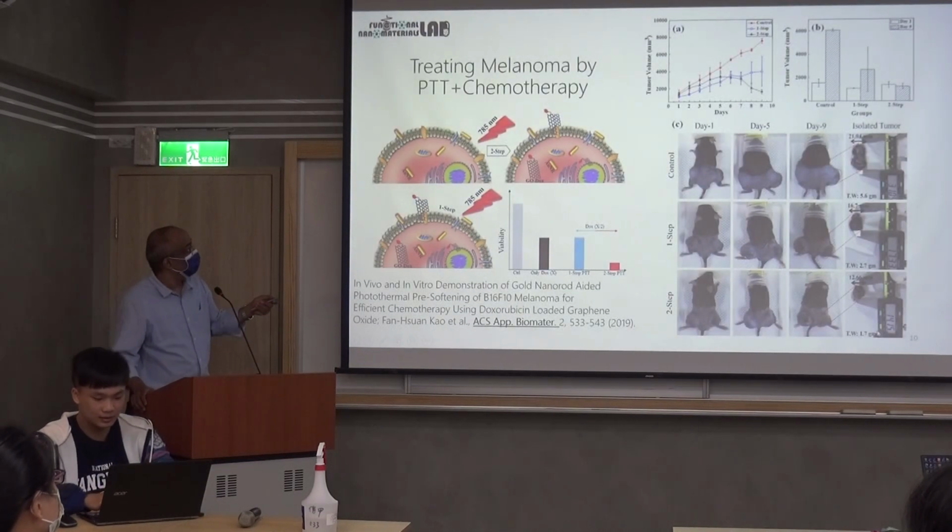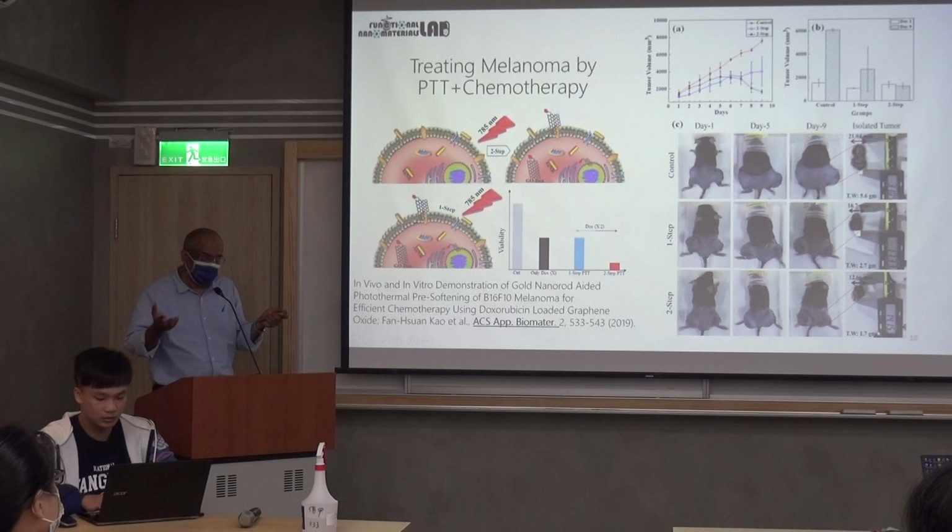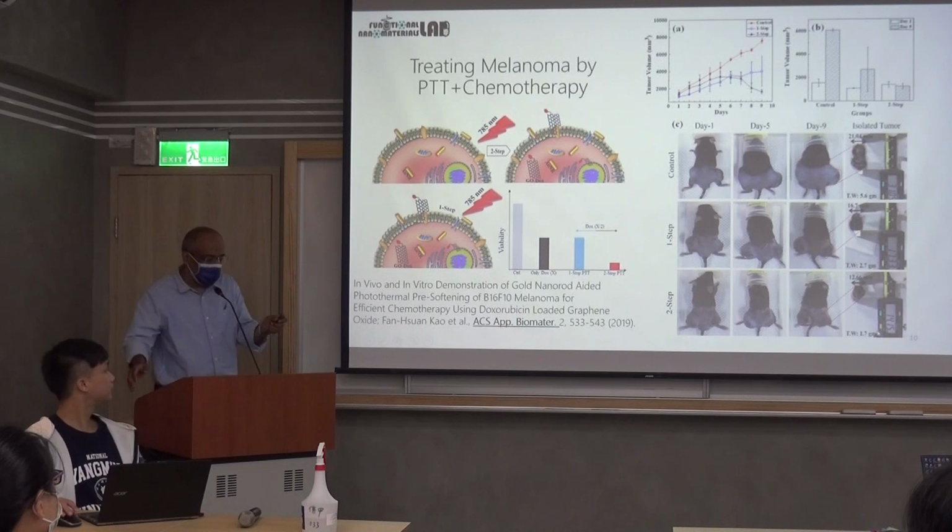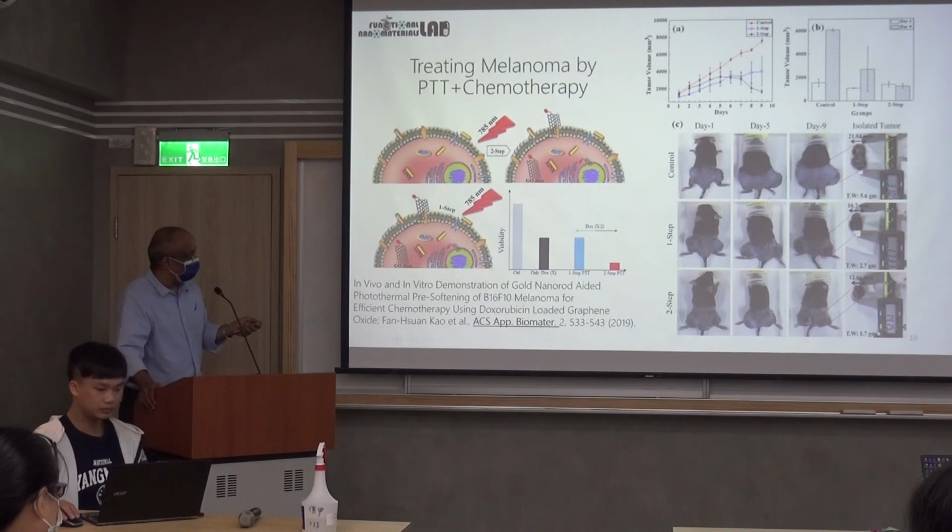For example, now we are treating melanoma by using gold nanorod and doxorubicin. So I am trying to combine photothermal therapy along with chemotherapy, and we see how good we can do that. So this is a schematic showing that the gold nanorods are inside the cell, and we also put the graphene oxide with the doxorubicin. What is the result?